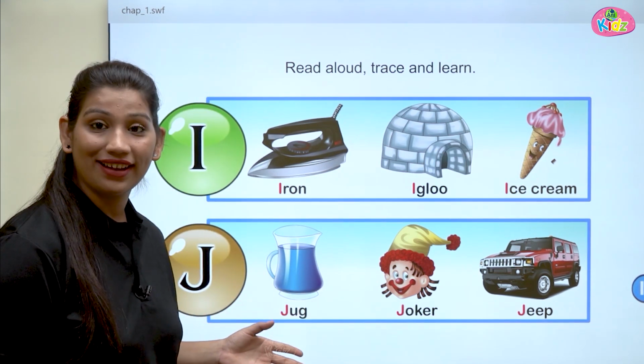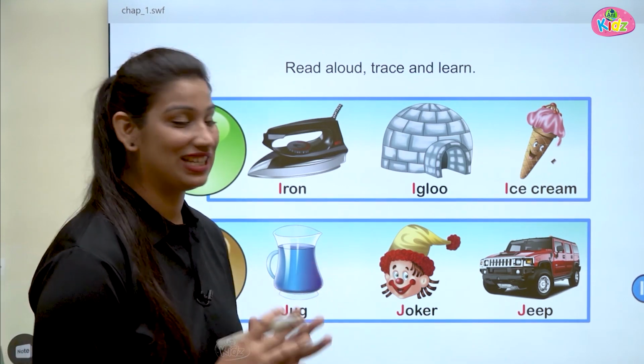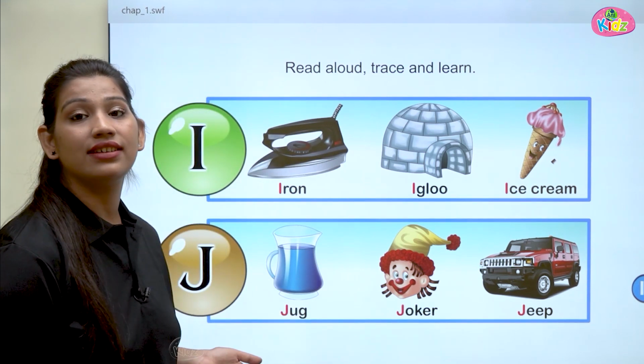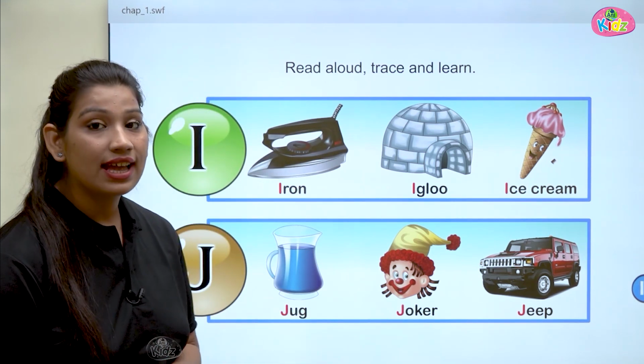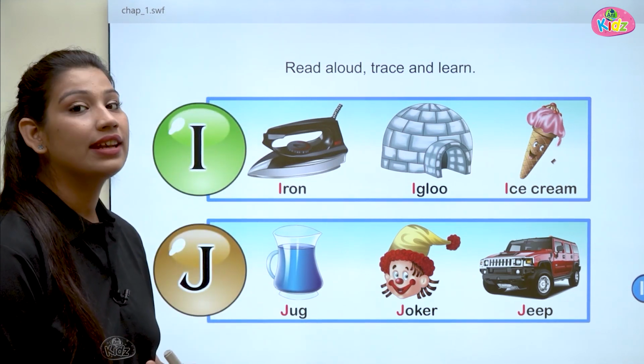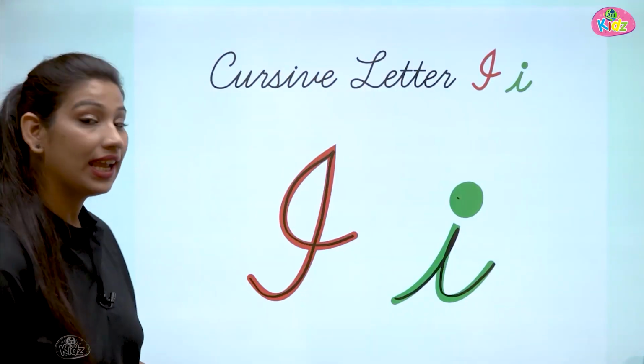J, jug. Joker, which makes us laugh hard. J, J, jeep. This is letter J. J sounds J. Now, let us understand how to write J.